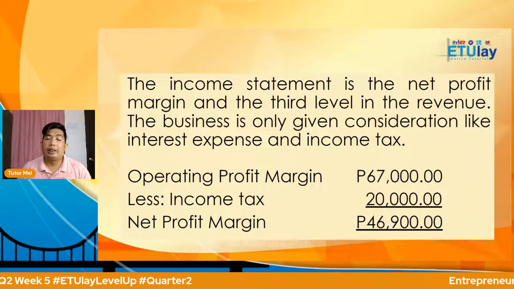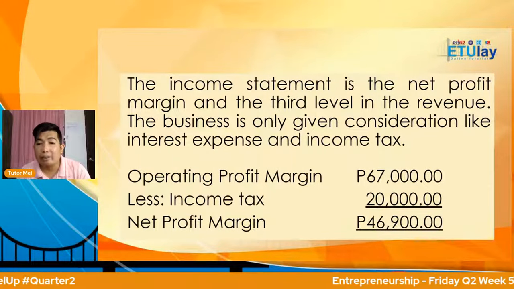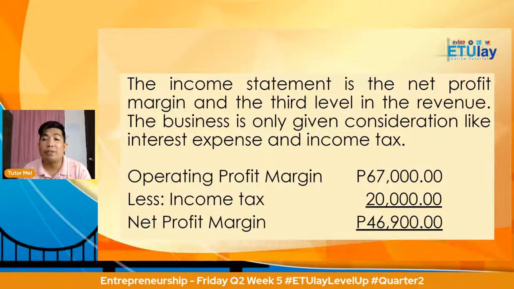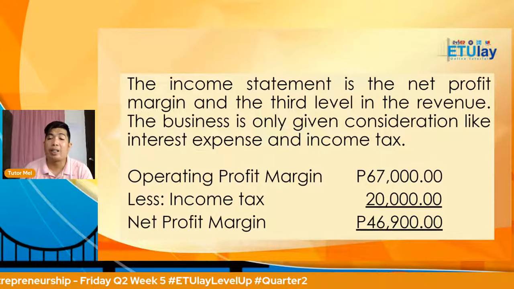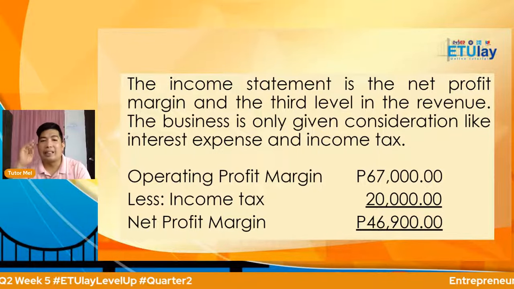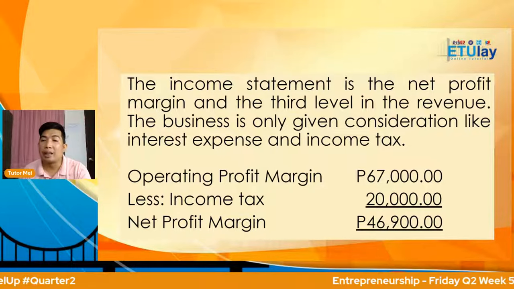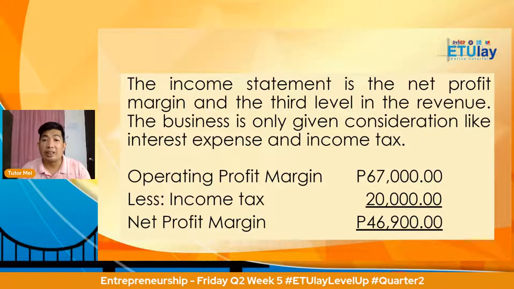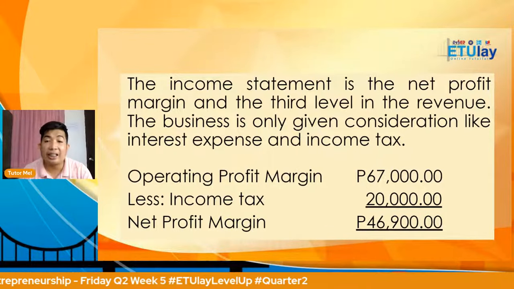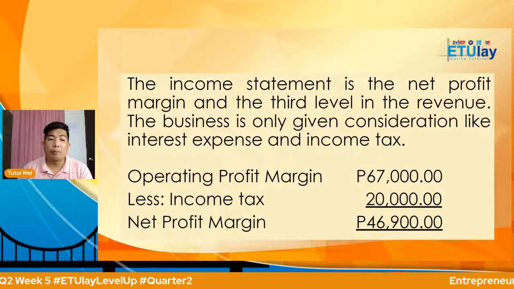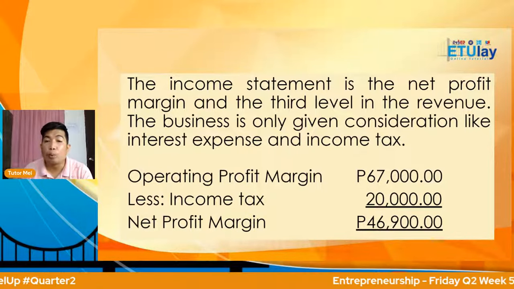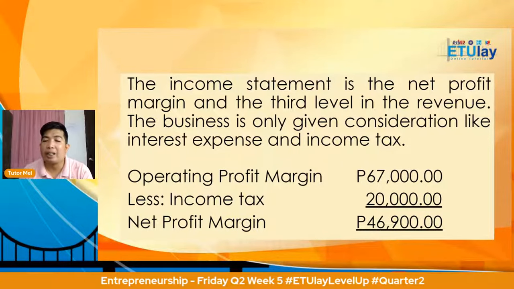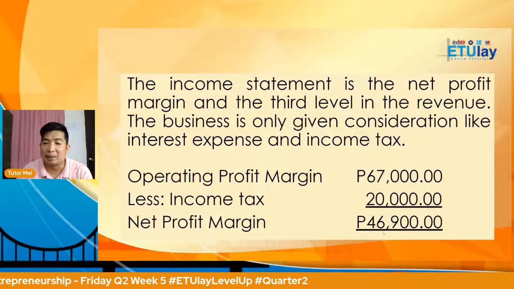Okay? So, the income statement is the net profit margin in third level in the revenue. The business is only given consideration like interest expense and income tax. Ayan. Very important na nagbabayad ng income tax sa ating mga businesses. Okay? Operating profit margin natin kanina na natira, which is 67,000. I-less natin ng income tax. Ilan ba yung income tax niya daw? For example, nag-incurred siya ng income tax na 20,000. So, the net profit margin is 47,000. Sorry, nalito lang si sir.